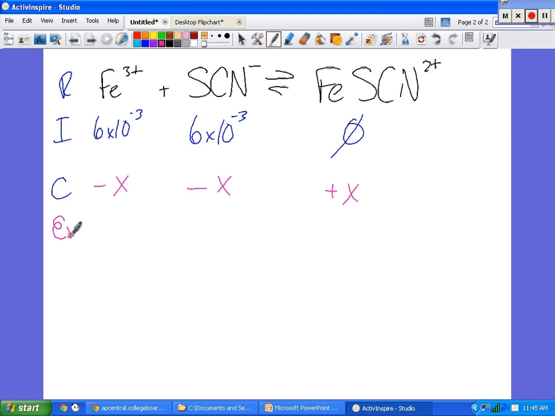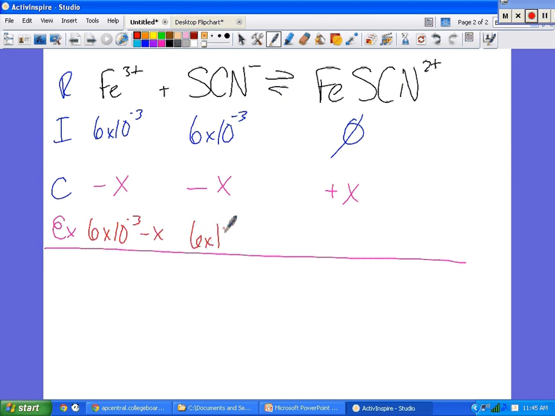Now, we have E, and what do we do there? Essentially, we just bring our math down, correct? So we have 6 times 10 to the negative third minus x, 6 times 10 to the negative third minus x. And then we just have regular old x. Correct? Yes, ma'am. You said if it's below negative 1, you change it. Just leave it like this for right now. It's shorter to write it like this for right now. But yes, you can if you want to.